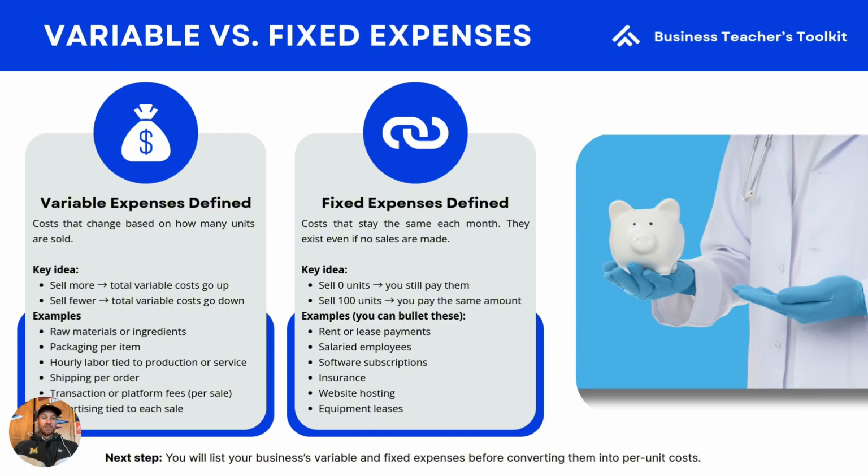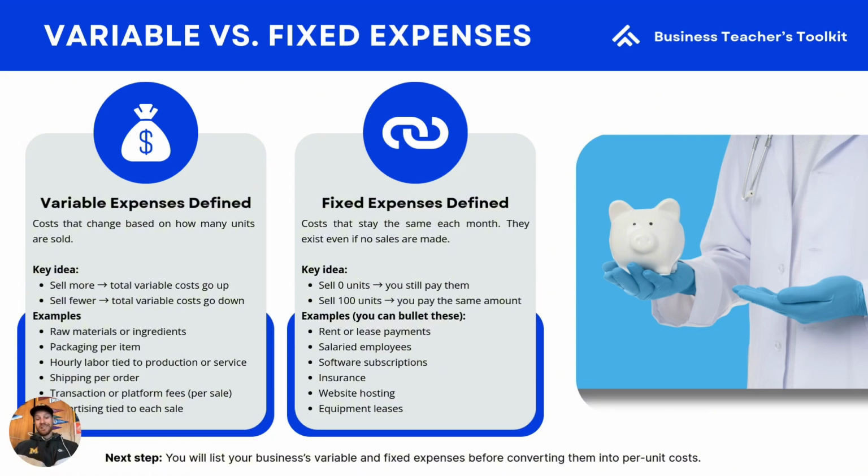So the example is this: variable expenses are costs that change based on how many units are sold. Fixed expenses are those that stay the same each month and they exist even if no sales are made. You can see I gave you some examples and told you what the key idea is here. So, big picture on all of this for the variable expenses: if you sell more, the total variable costs go up because I need more materials or I need to use more energy or whatever it is. The less that I sell, the total variable costs go down, versus the fixed expenses. If I sell 0 units, my fixed expenses remain the same. If I sell 100 or 1,000,000 units, my fixed expenses remain the same.